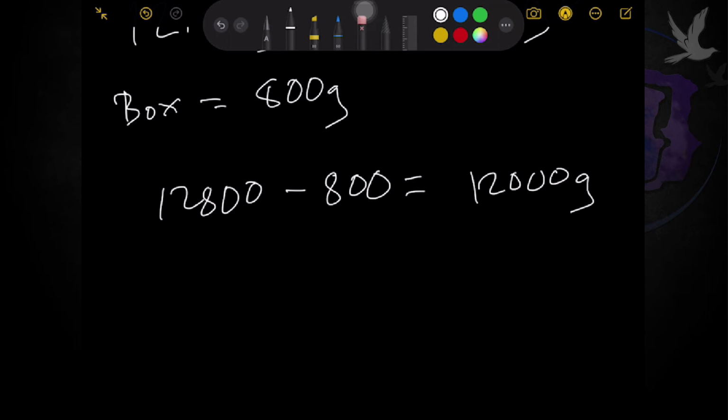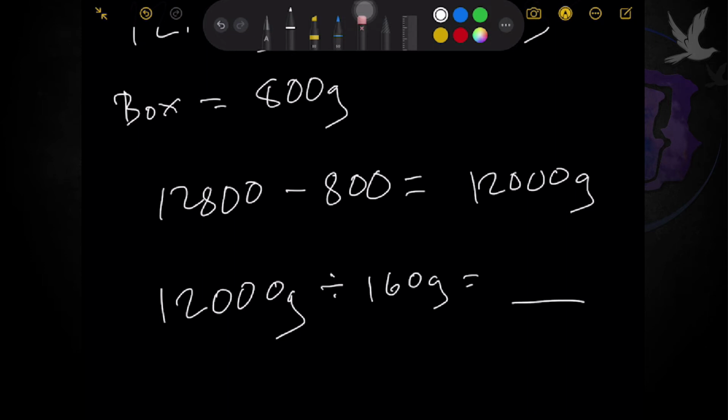If the average mass of all pens is 160, how many pens are there in the box? So what you can do here now is just to take the total mass of everything and divide it by the given average there, which is equivalent to 160 grams. And once you're done with this, you have your answer.